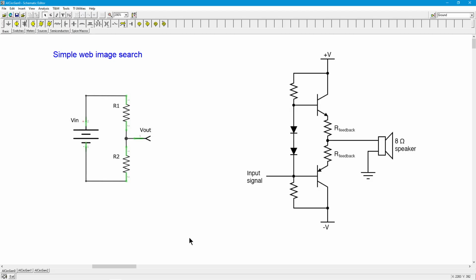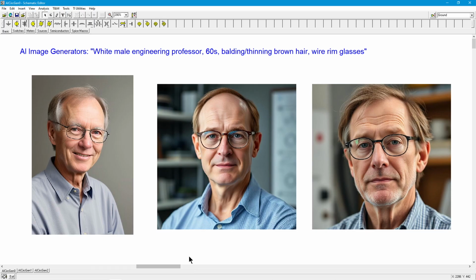All right. And the prompt I used was basically white male engineering professor, 60s, thinning, balding brown hair, wire rim glasses. I had some little variations on that, but that was basically it. And, again, I went out to a bunch of different AI image generation sites, and this is what I came up with, right? So there's my prompt. That's what I put in.